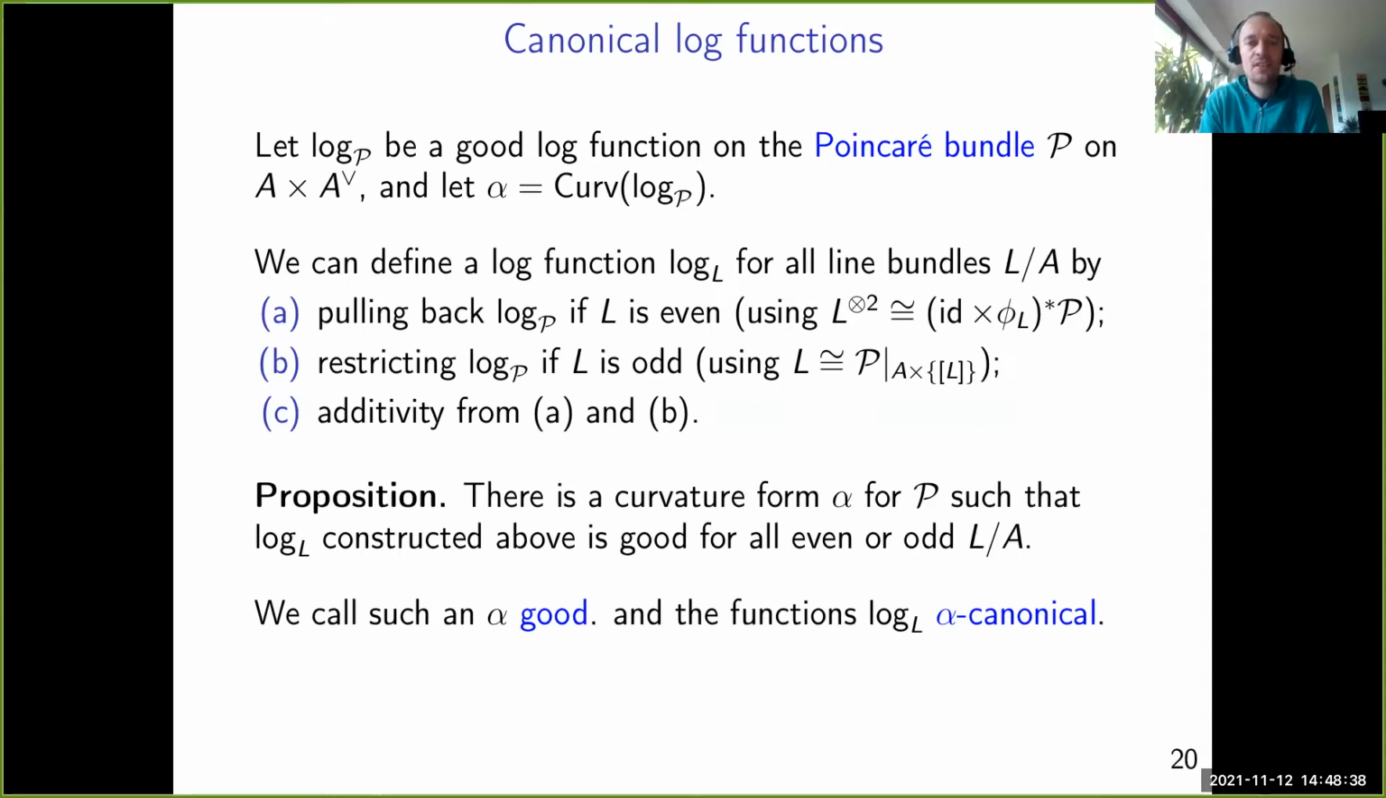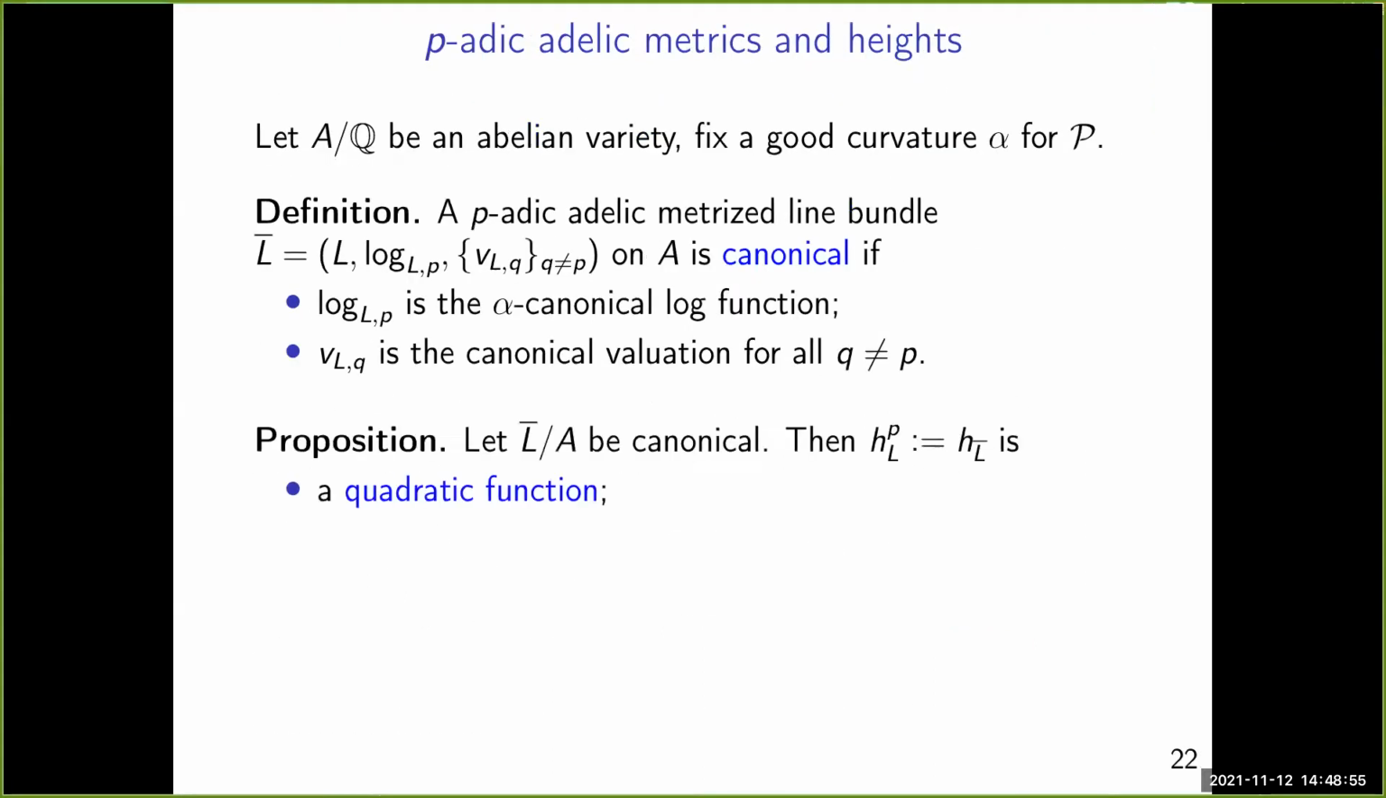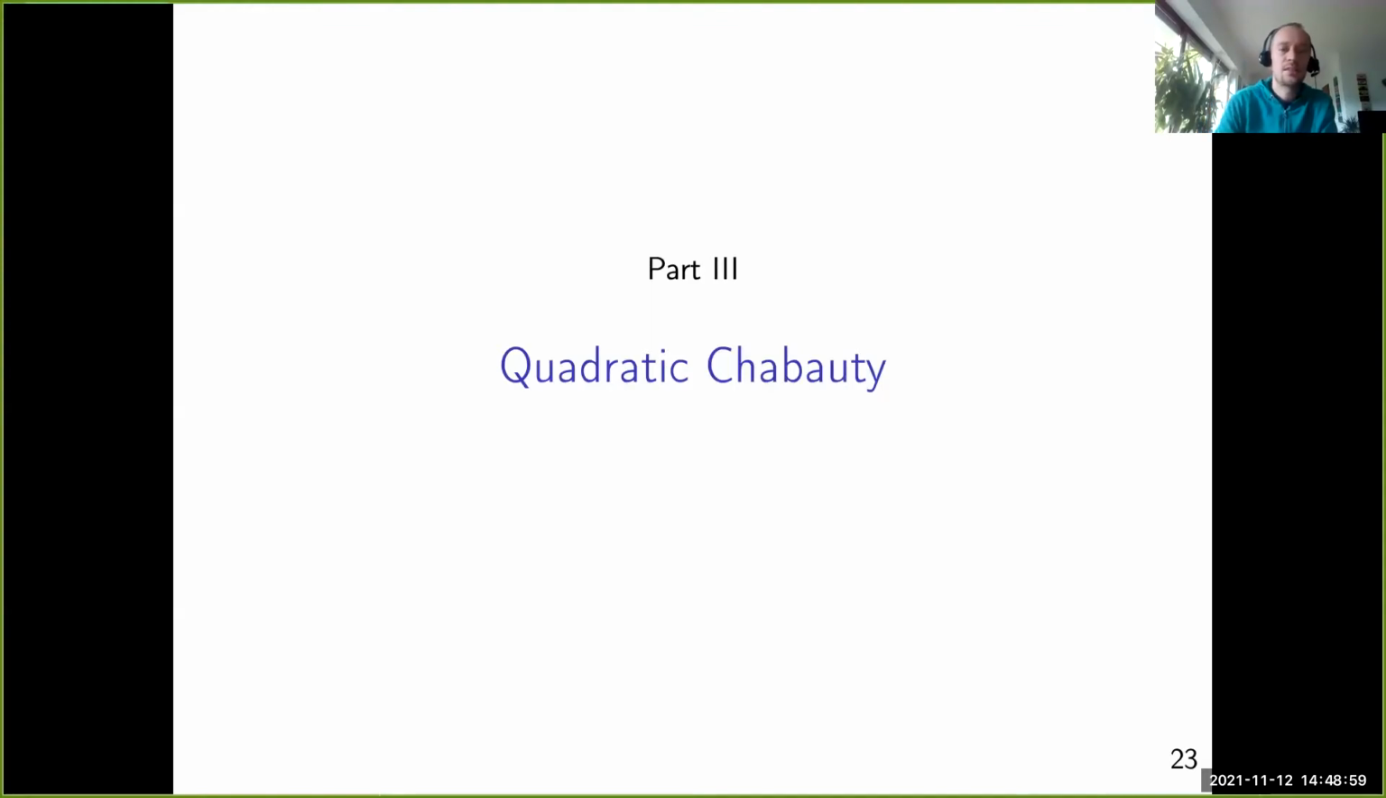Right, but again, canonical is with respect to this alpha. So there is a degree of freedom in the sense that you fix a good curvature form on the Poincaré bundle. Equivalently, you fix a splitting of the Hodge filtration, as in other constructions of the height. But once you have made that choice, then there's no degree of freedom anymore. Awesome. Thank you. All right, then in the last few minutes, I will say how we can apply this to quadratic Chabauty, and I have to be a bit sketchy, but that's okay.